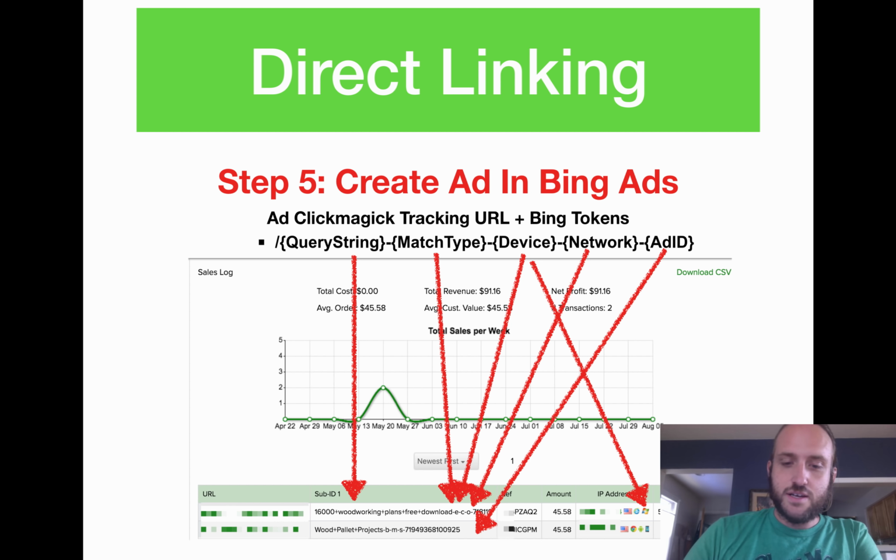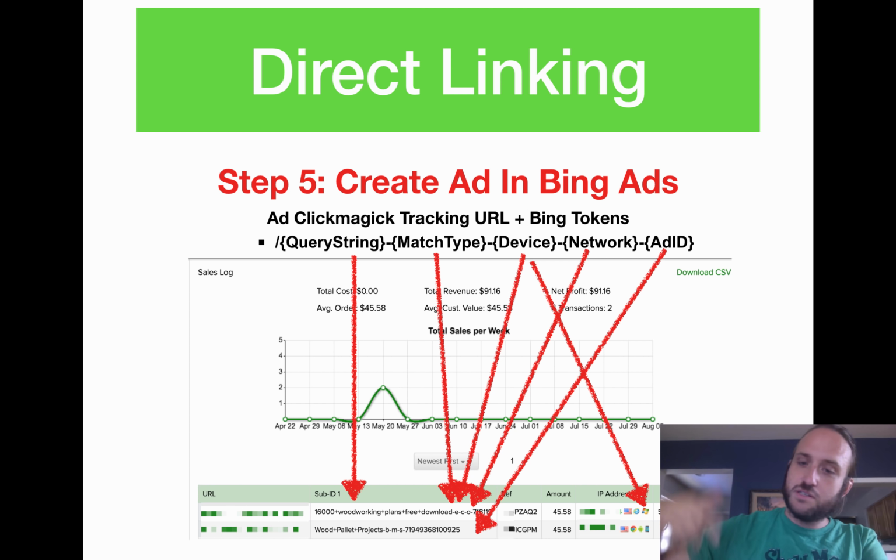The device, you can see after the E dash C, that means computer. There are 3 different options for that: computer, tablet, and mobile. It's either going to show a C, an M, or a T. You can see the bottom example was on a mobile device, so it's an M. That way you can start breaking out your campaigns into different devices. Again, if you don't know how to do that, check out the links below for Bing training.